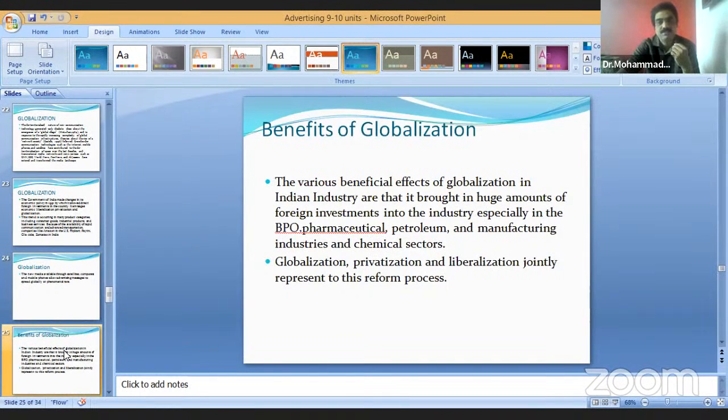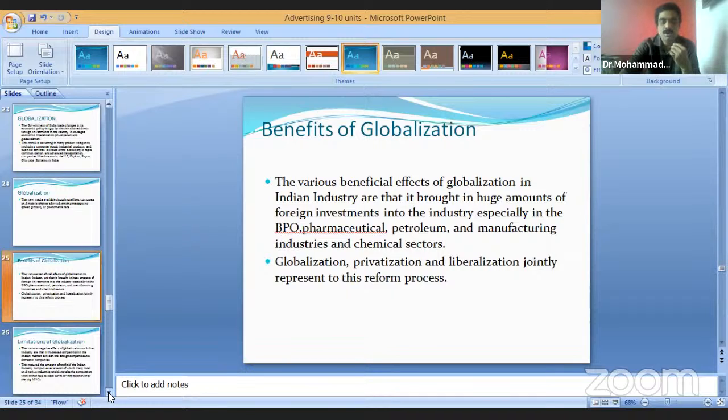The various beneficial effects of globalization on Indian industry are that it brought in huge amounts of foreign investment into the industry, especially in the BPO, pharmaceuticals, petroleum, manufacturing, and chemical sectors. Globalization, privatization, and liberalization jointly represent this reform process. So many industries have benefited from globalization. Foreign trade was allowed, so many multinational companies came forward and invested in BPOs, pharmaceutical companies, petroleum, and the manufacturing industry as well.